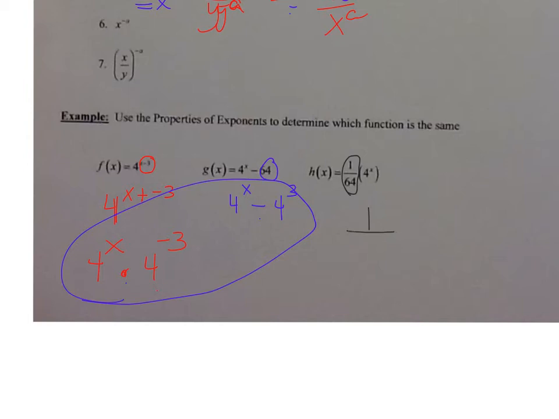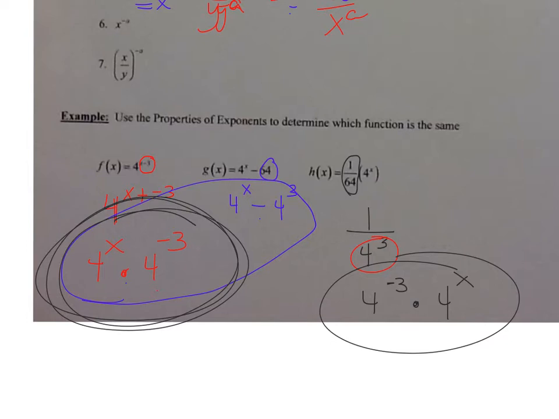This is 1 over 4, and 64 is actually 4 to the third power. So now I can move this to the numerator by changing the sign of the exponent. So it's actually 4 to the negative 3 power times 4 to the x power, which these here are the same. So f of x and h of x are the same.